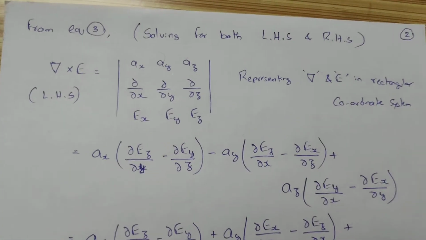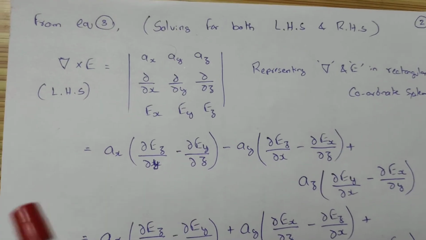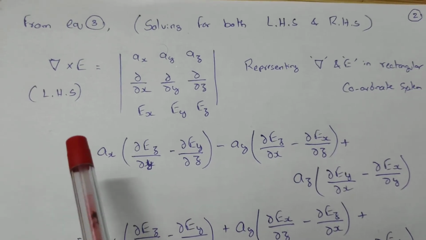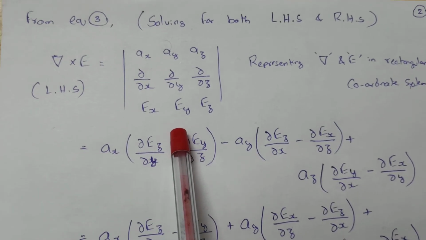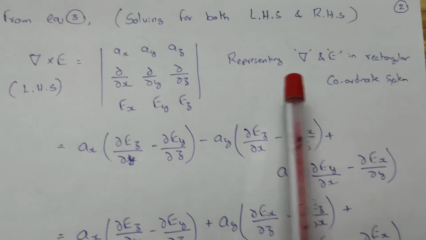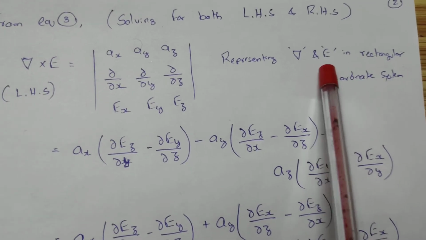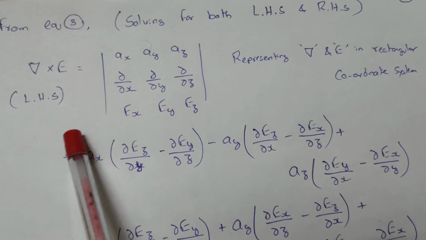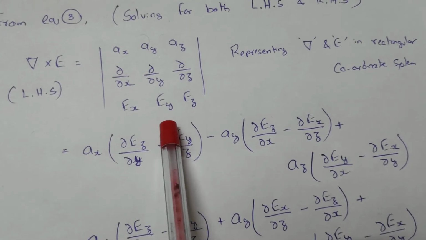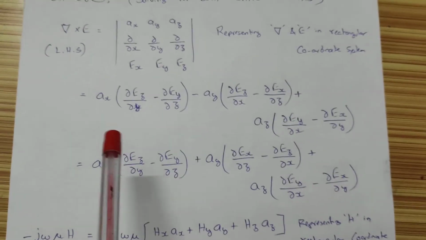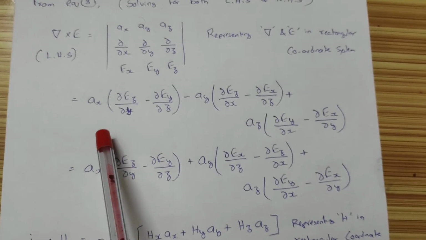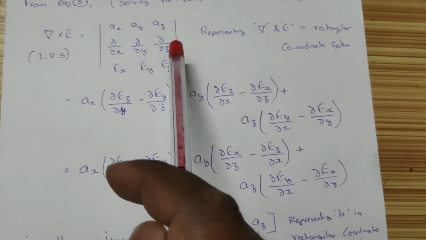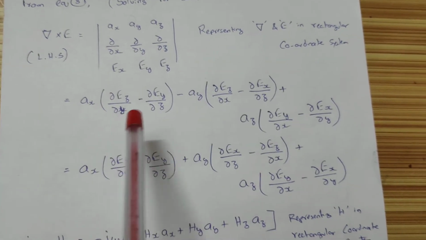Okay, from equation 3, first the LHS part will be del cross E. As you know, del cross E is a curl, so you can represent it likewise. Since we are representing del as well as the electric field intensity E in the rectangular coordinate system, this will be del cross E. Now if I simplify this matrix, as you know, we will be getting something in terms of a_x. So you need to cross multiply and you will be getting its corresponding term.